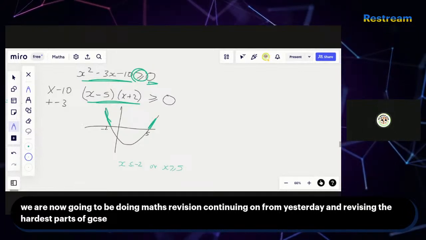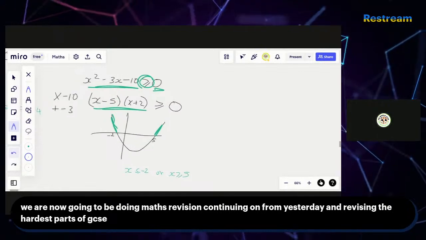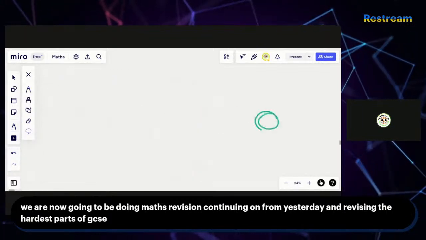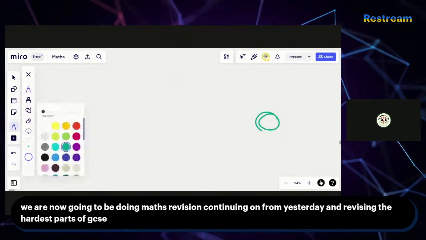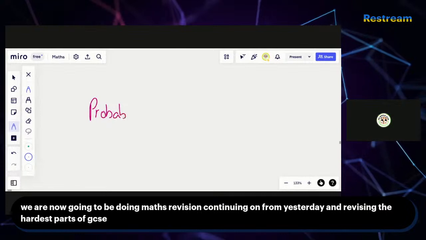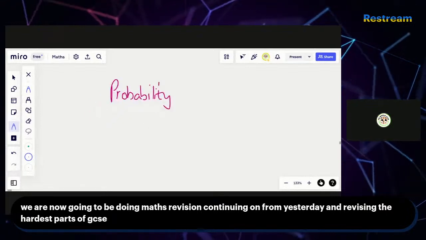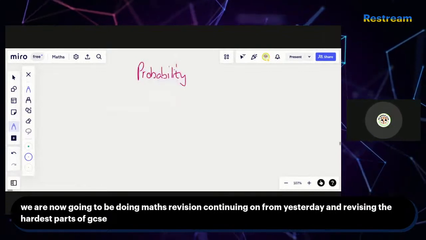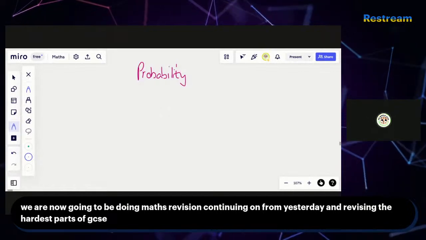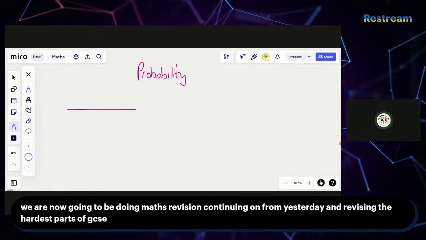Now we're going to do some probability. So when there are m ways of doing x and n ways of doing y, the total number of ways of doing x and y is m times n. So we'll talk about that later. So let's look at Venn diagrams.